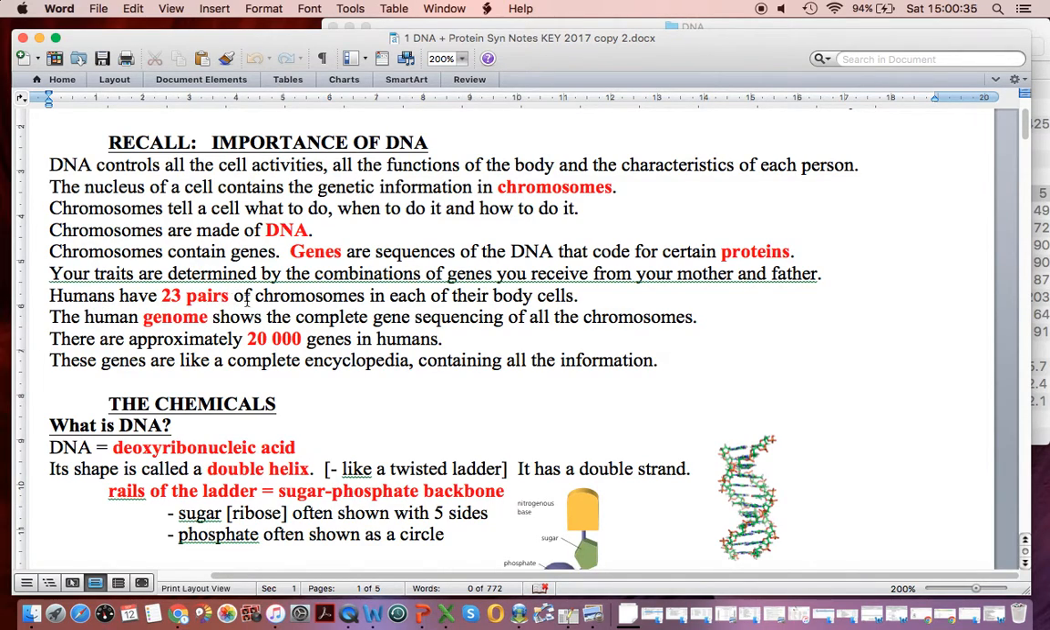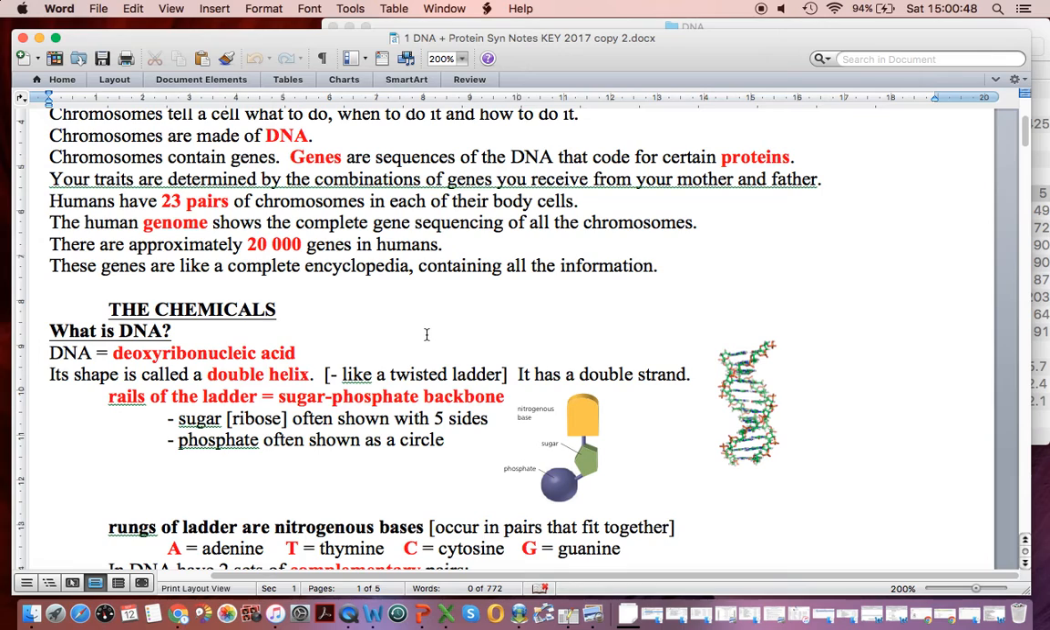Being human, you have 23 pairs of chromosomes. That means you get 23 from your mother, 23 from your father, for 46. And you'll find 46 chromosomes in every body cell. So you're filling in the blanks as we go.